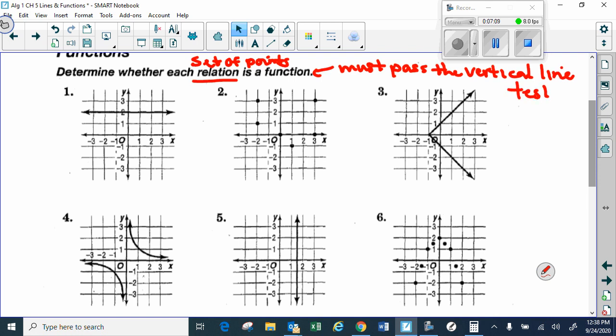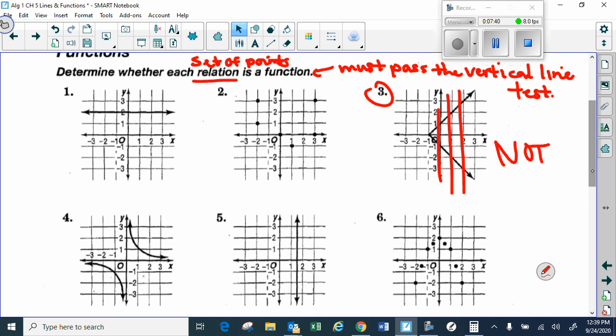Now, what is the vertical line test? That says if I draw a vertical line anywhere in the graph, it can only cross the graph one time. If it crosses twice, it fails the vertical line test. It's not a function. So example 3, when I draw a vertical line right there, here, here, they fail the vertical line test because they hit the curve twice. It cannot hit it twice, it can only hit it once. So that is not a function.